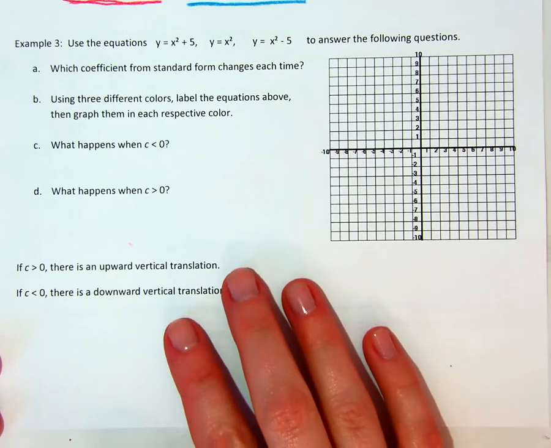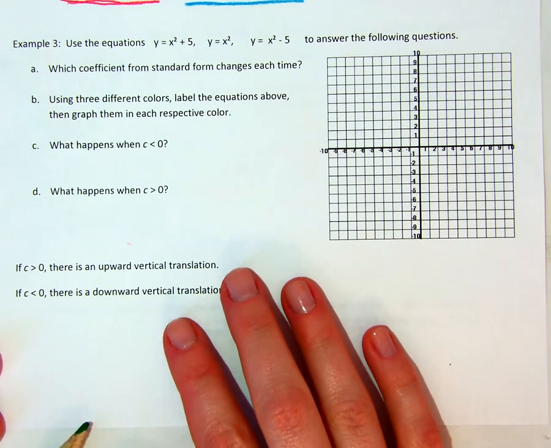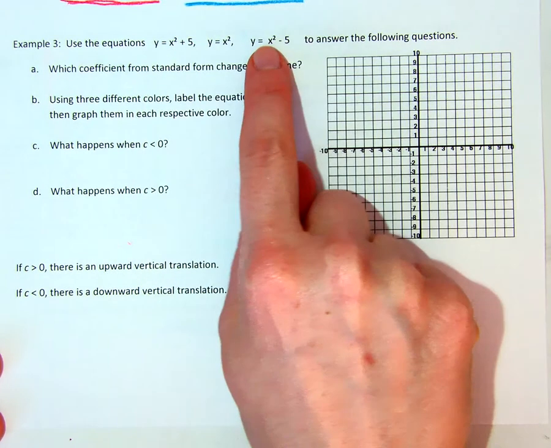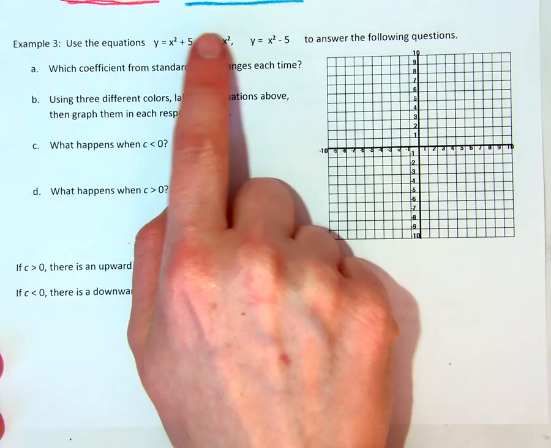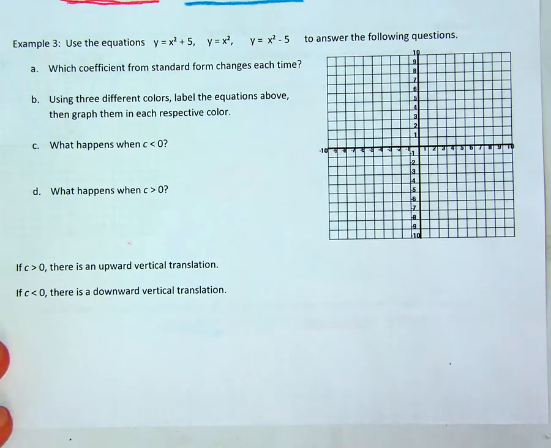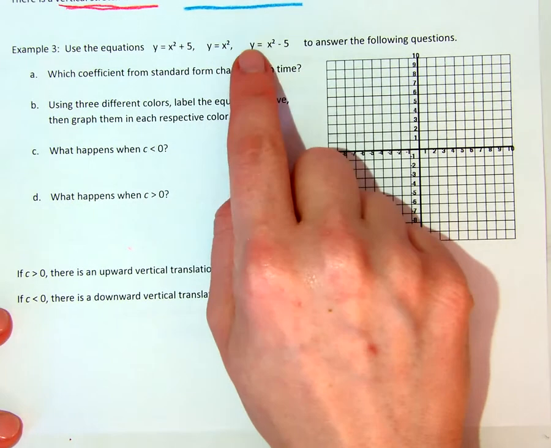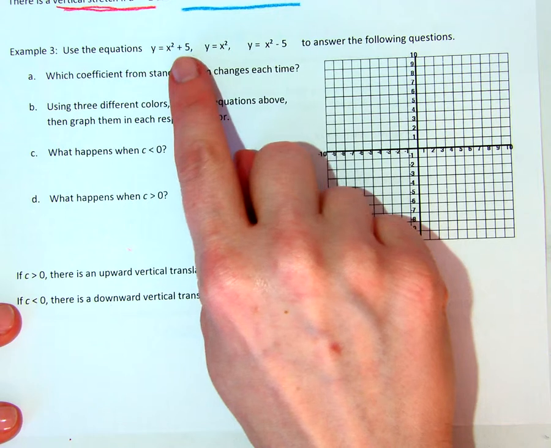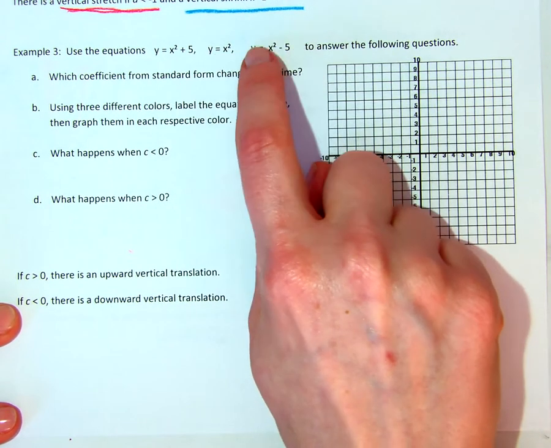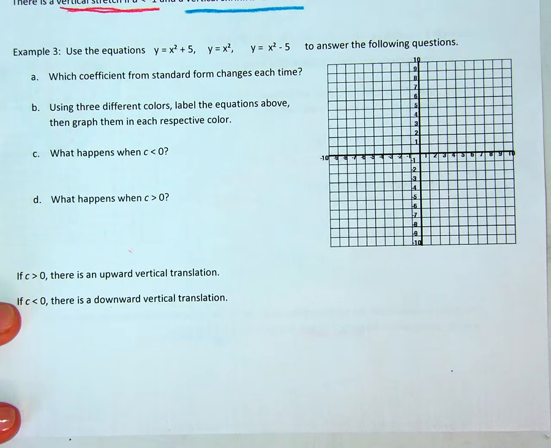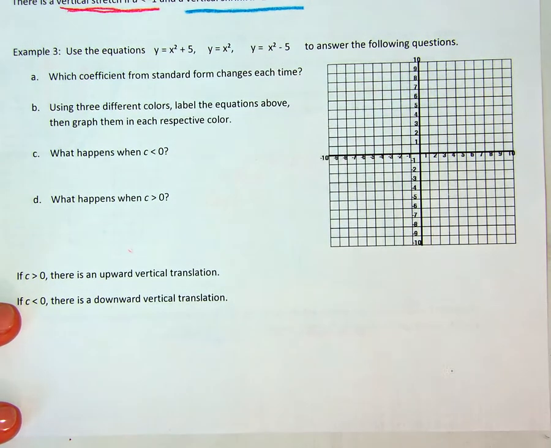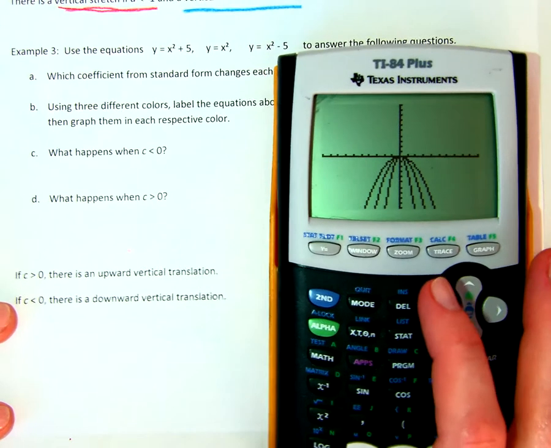And very last, we're going to look at one other thing. So now I have x squared, x squared, x squared. So my a in each one of these is 1. Now, do I have an x term? There's no x term, which means there's no b. There's no bx. But I do have plus c. I have constants at the end. So the coefficient from standard form changing every time here is c. So let's go through and graph all of these.